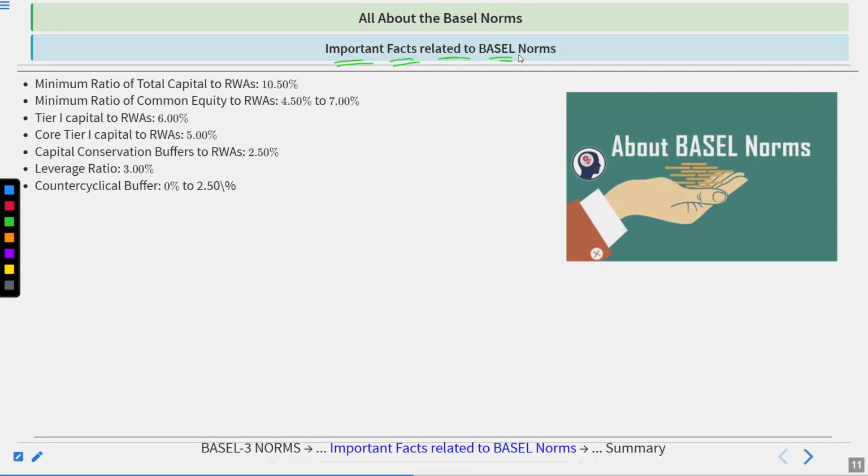Important facts related to the Basel norms. First, the minimum ratio of total capital to risk-weighted assets must be 10.50%. The minimum ratio of common equity to risk-weighted assets must be 4.50% to 7%. Tier 1 capital to risk-weighted assets must be 6%. Core Tier 1 capital to risk-weighted assets must be 5%. Capital conservation buffer to risk-weighted assets must be 2.50%. Leverage ratio 3%. Counter-cyclical buffer 0 to 2.50%.